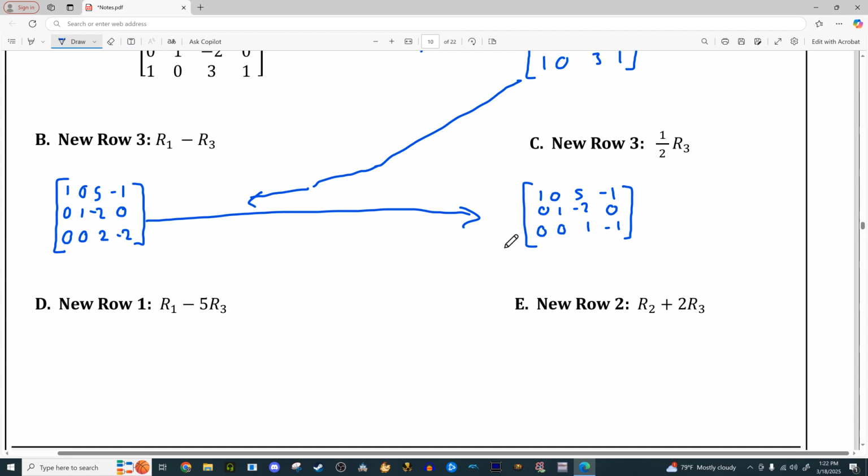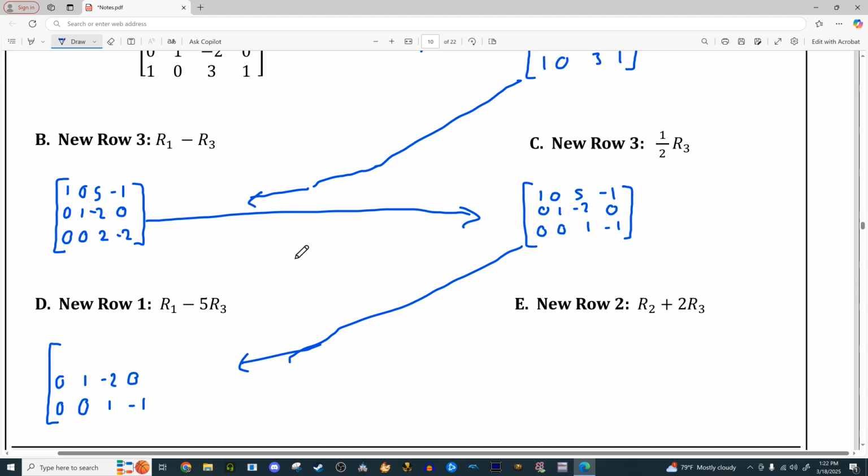Let's go from C to D now. Here I'm telling you that we're creating a new row 1 of row 1 minus 5 row 3. So what that means is I'm going to copy down my rows 2 and 3 because I am not changing them. My row 2 was 0, 1, negative 2, 0. My row 3 was 0, 0, 1, and negative 1. And the only thing I'm changing is I'm doing row 1 minus 5 row 3.